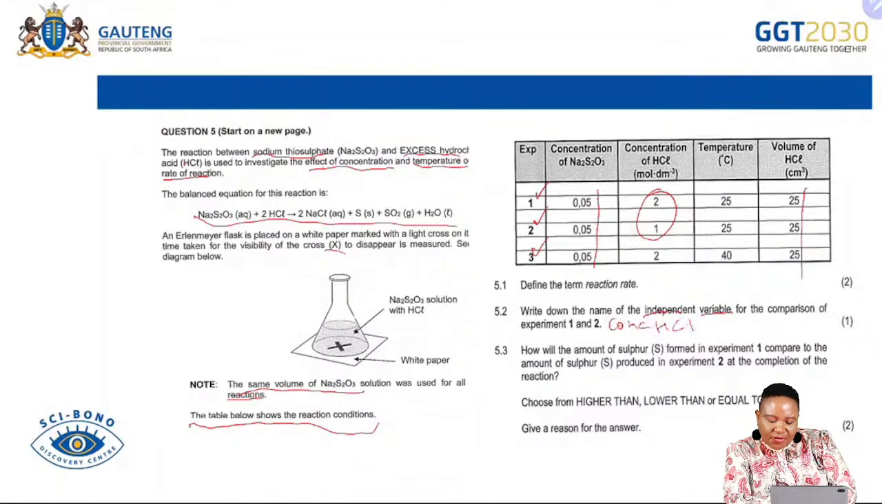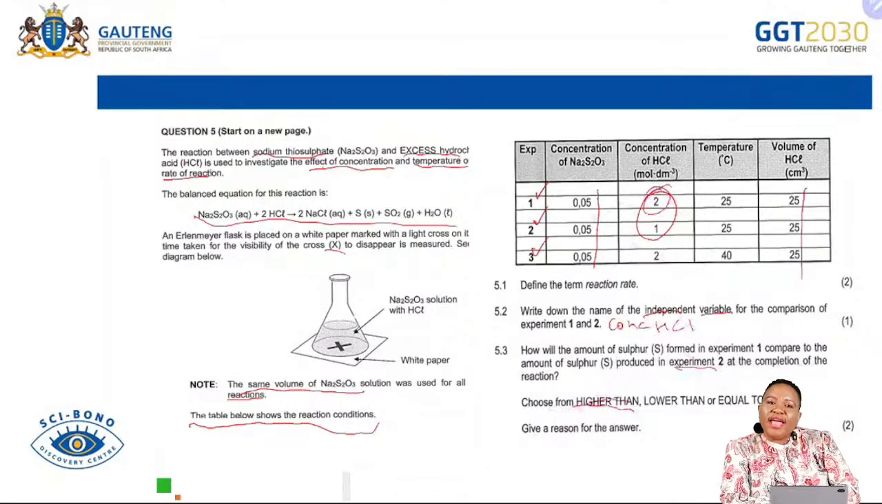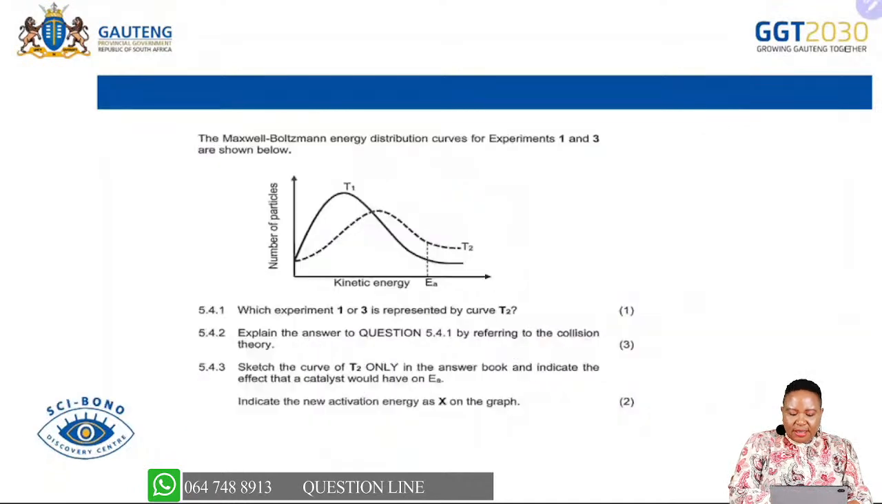How will the amount of sulfur formed in experiment 1 compare to the amount of sulfur formed in experiment 2 at the completion of this? Remember, because we are saying concentration, how does it affect the rate of reaction? It increases the number of particles. So we are expecting that experiment 1, because of higher concentration, to have what? To have the production of sulfur to be higher than that of experiment 2, because of what? As you are increasing the concentration, you are increasing the number of colliding particles. So therefore, there will be more effective collisions per unit time.